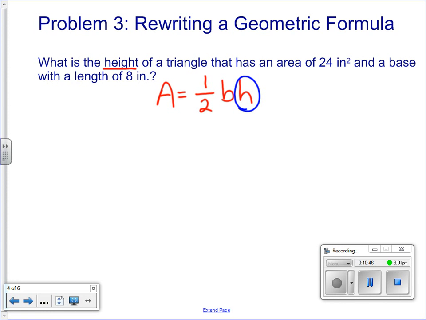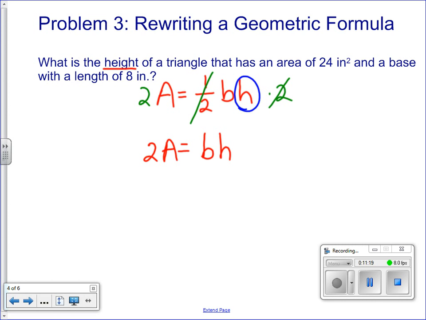I'm going to deal with the fraction first. In order to get rid of 1/2, I'm going to multiply it by its reciprocal. So I'm going to multiply both sides by 2 so that I can get rid of the 1/2. 2 times 1/2 is equal to 1. So what I have left is 2a is equal to b times h.